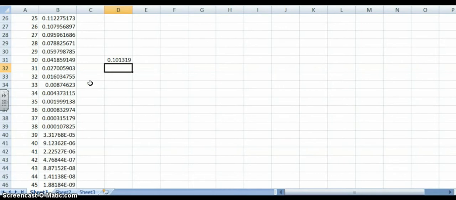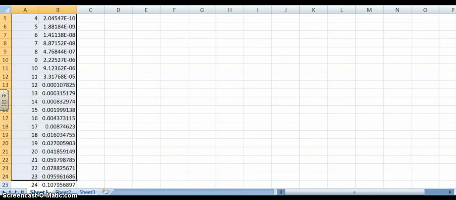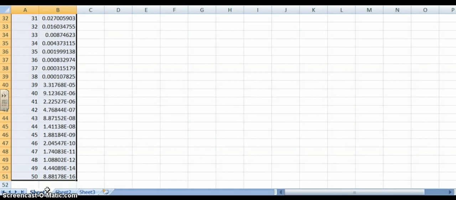The problem is that we don't always have Excel handy, and back in the olden days, they didn't have Excel. So somebody who was investigating this found something interesting. What they did is they took the entire probability distribution and they made a graph.